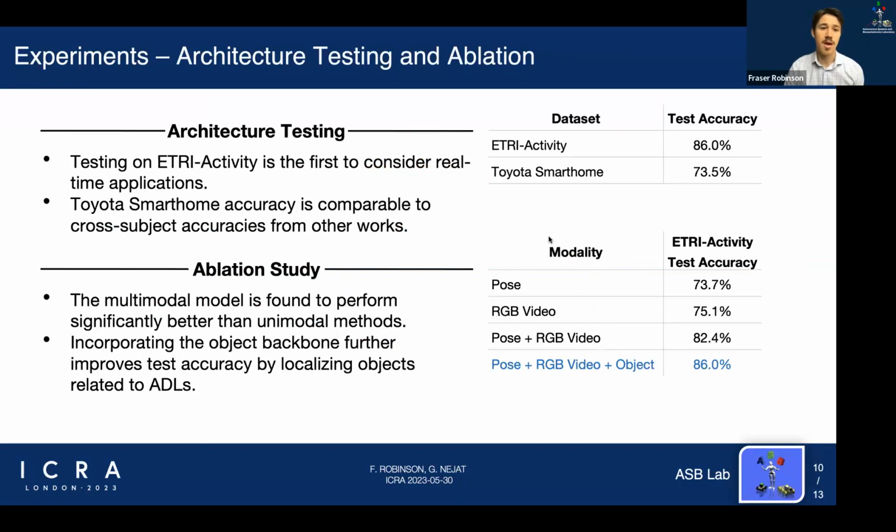Experiments show that testing on ICRA, which was the first to consider real-time application, gave a test accuracy of 86%, while the Toyota Smart Home accuracy of 73.5% is comparable to cross-subject accuracies from other works. We also conducted an ablation study on the ICRA test set to understand the significance of multimodality in our model, and found that the combination of pose, RGB, video, and object significantly increased test classification accuracy compared to unimodal and even dual modal approaches.